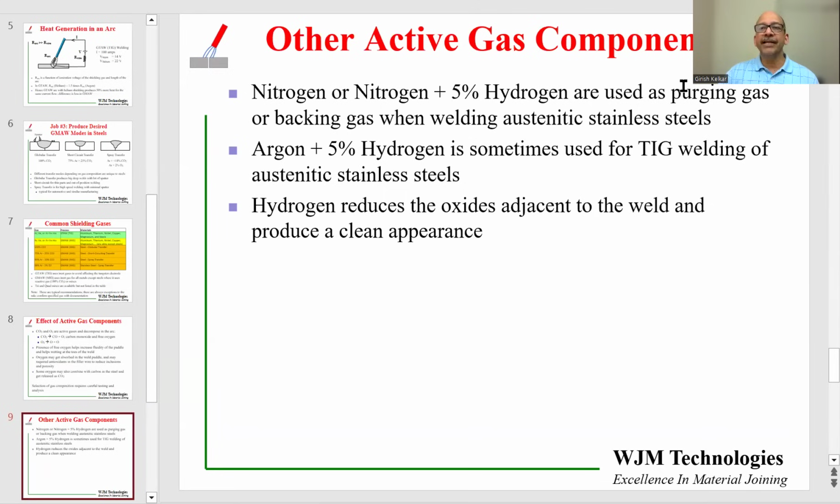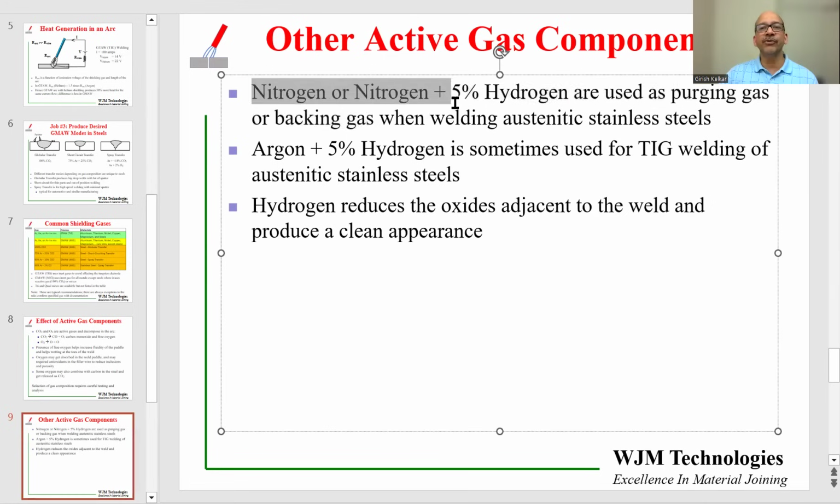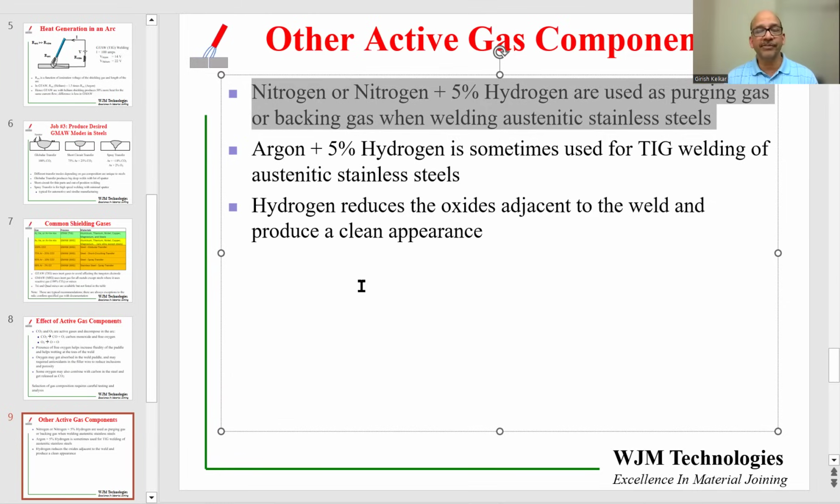I had mentioned that the active gases are primarily oxygen and carbon dioxide, but there are situations where you may have to use nitrogen and hydrogen. In a unique application, austenitic stainless steels are not affected by hydrogen, so you're not at risk of hydrogen embrittlement. So you can use either nitrogen or nitrogen with 5% hydrogen as a backing gas. The backing gas helps to keep discoloration away from the weld and the heat affected zone. You can also use argon plus 5% hydrogen for the actual welding gas. Again, for austenitic stainless steels, the presence of hydrogen helps to reduce oxides adjacent to the weld and produces a very clean appearance of the weld.